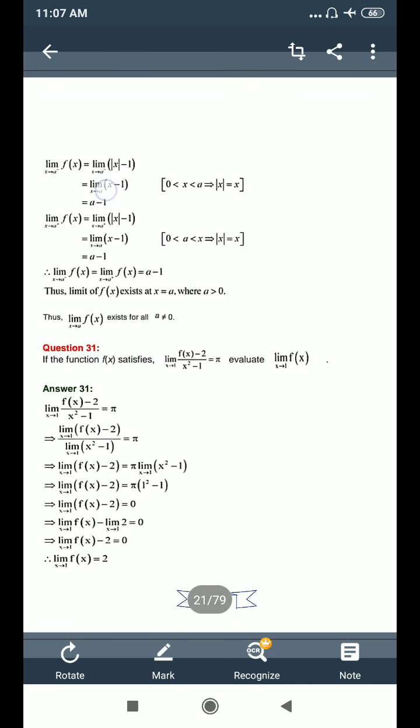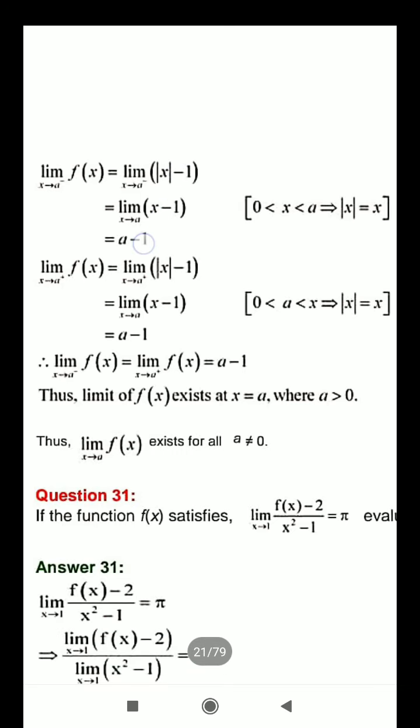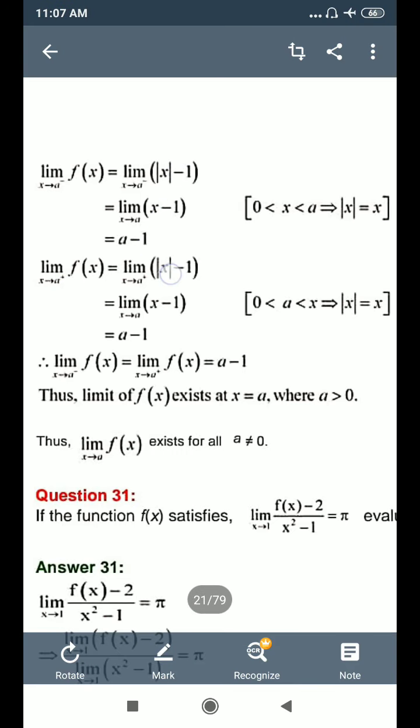The function will be the same. For a minus we'll take this function. For a plus also we'll take the same function. So the modulus of x will become a minus 1. For a plus also we'll take it as modulus of x minus 1. So it is again equal to a minus 1.